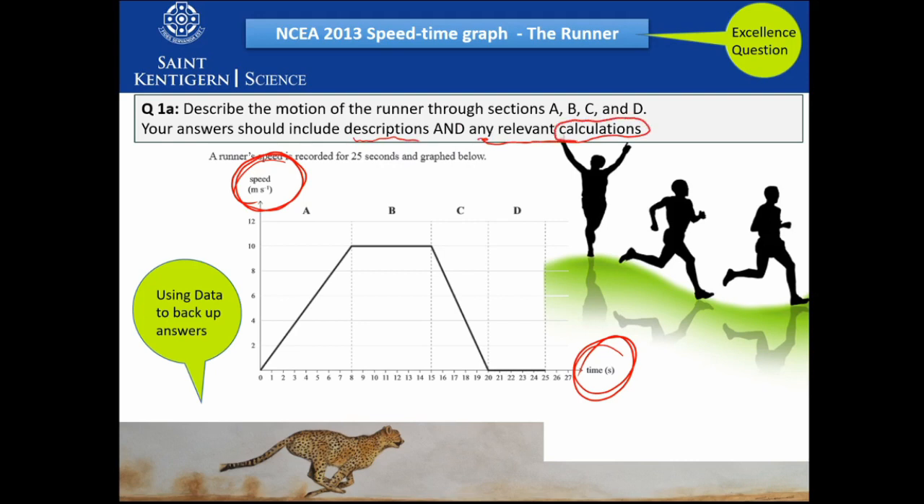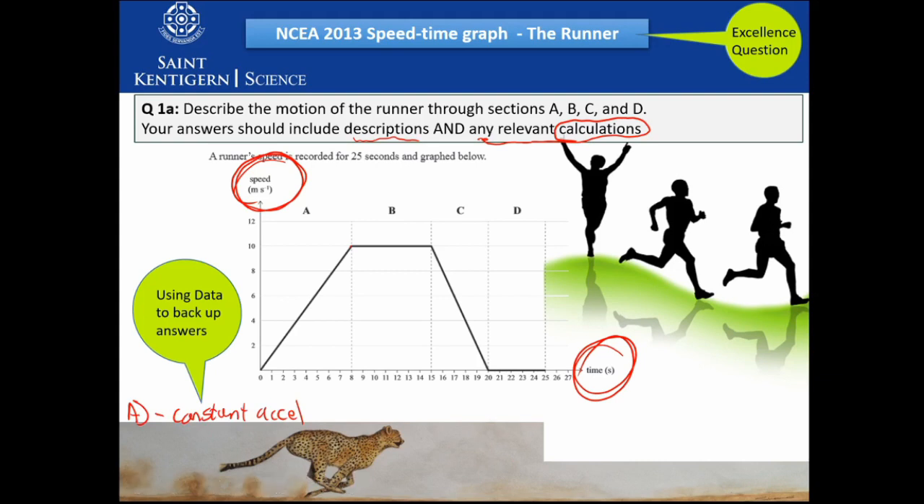So, section A, my speed went from 0 all the way up to 10 and it took me 8 seconds. So what do you think that is if it's a straight line and my speed went up? It means a constant acceleration. So the first thing we're going to say is A is a constant acceleration, and it's positive because it's going up. And then we can show the calculation.